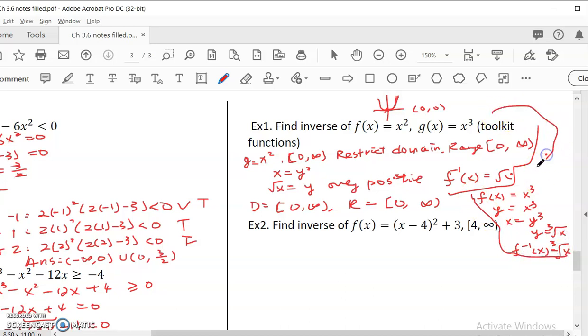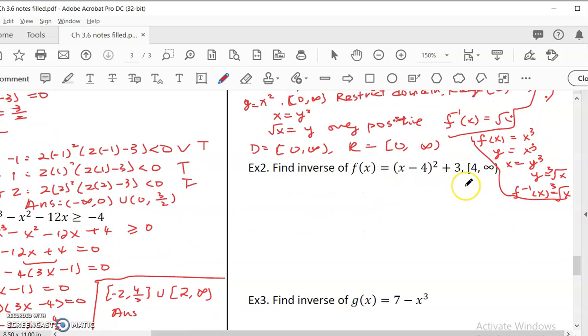The x squared uses a lot of space. Okay, so let's do one where we want to find the inverse of x minus 4 squared plus 3. And we already restricted the domain to 4 to infinity. Why? Because we know that this is a horizontal shift right of 4 and then up 3. So the vertex is at 4 comma 3, right 4 and up 3 from the parent function.